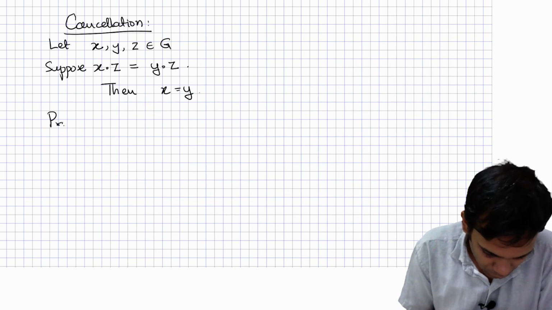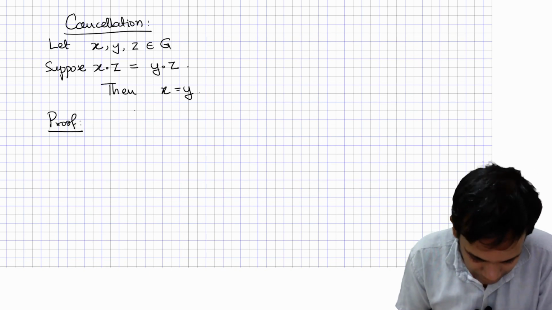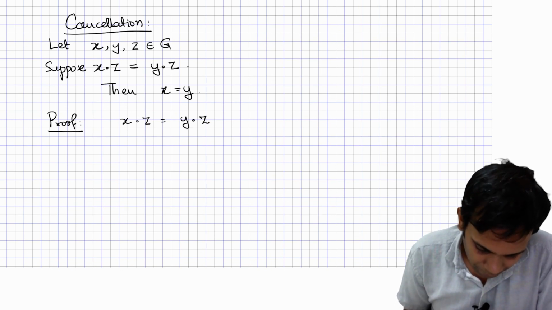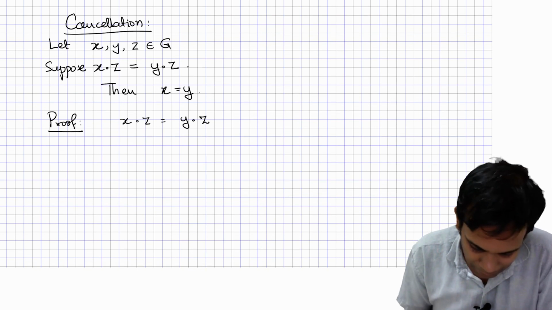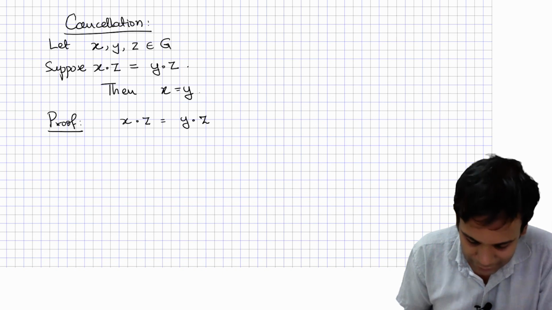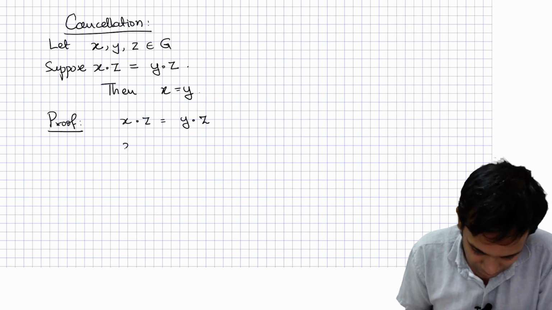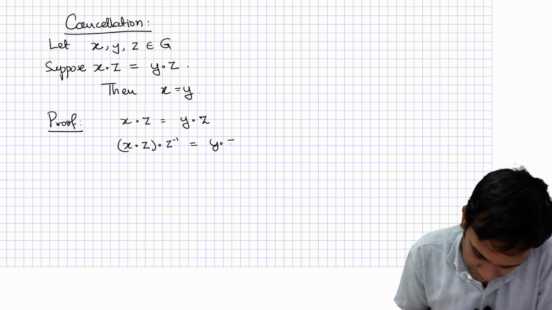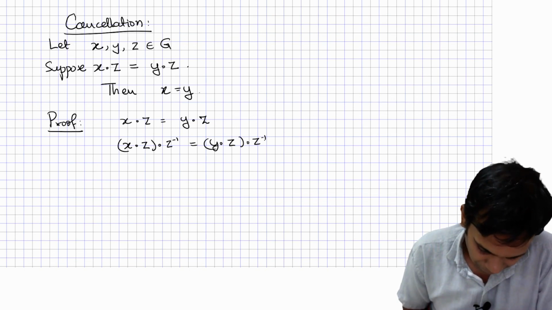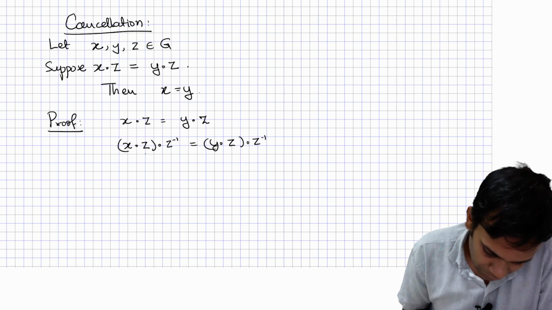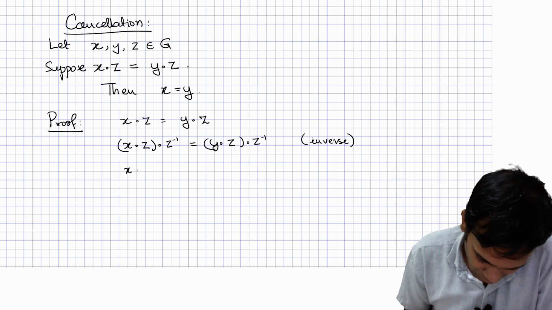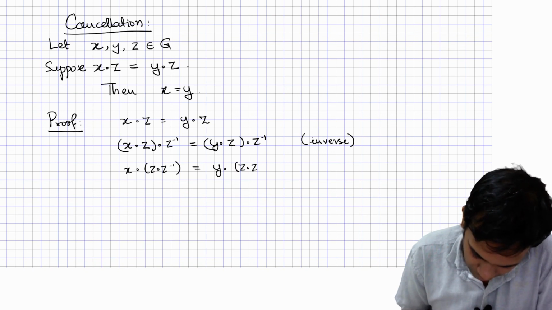So let's prove this just using the group axioms. What we know is x dot z is equal to y dot z. Now by the inverse axiom we know that there is an element which when multiplied by z gives the identity. So this is z inverse. So let's write that down: x dot z inverse is y dot z inverse. And now we'll use associativity. So we get x dot z dot z inverse is equal to y dot z dot z inverse.